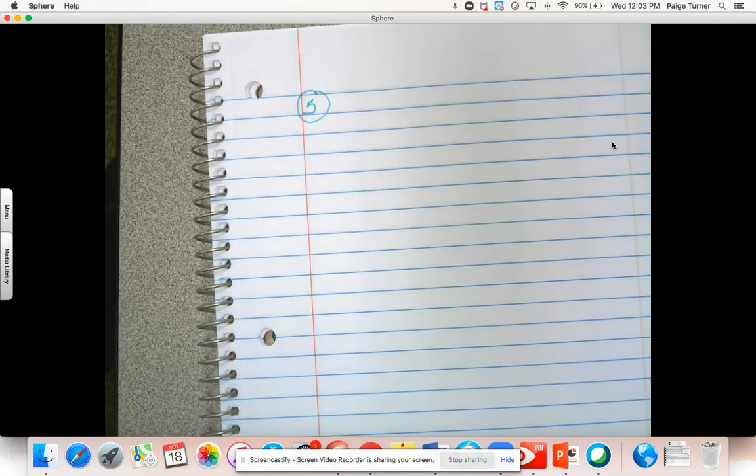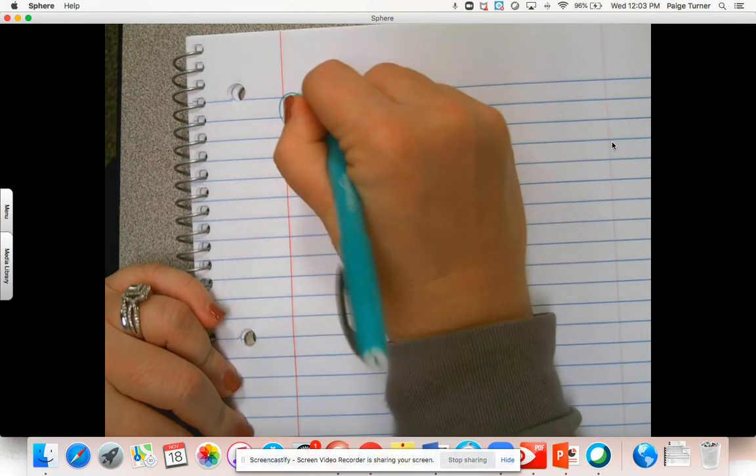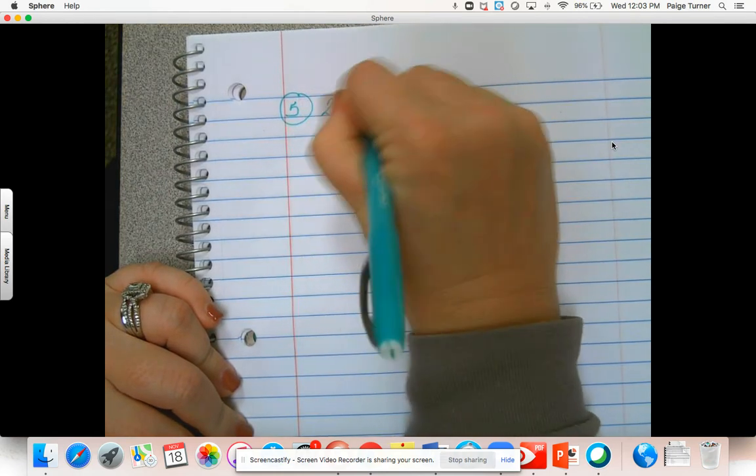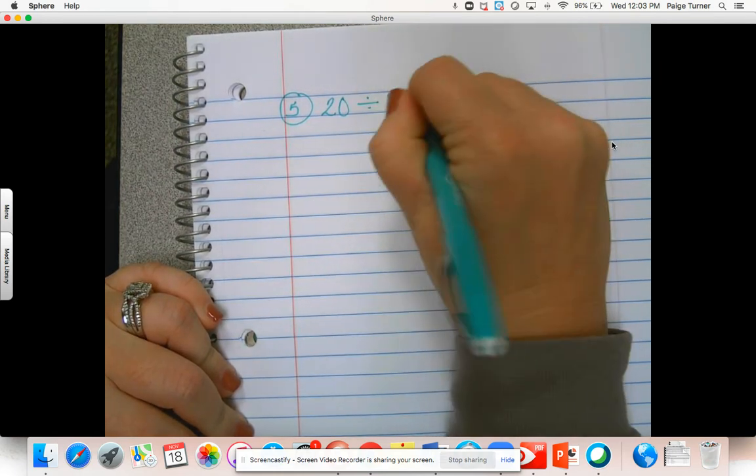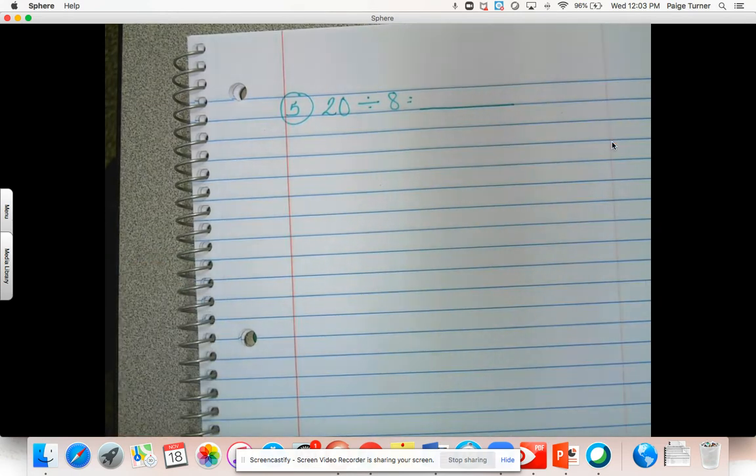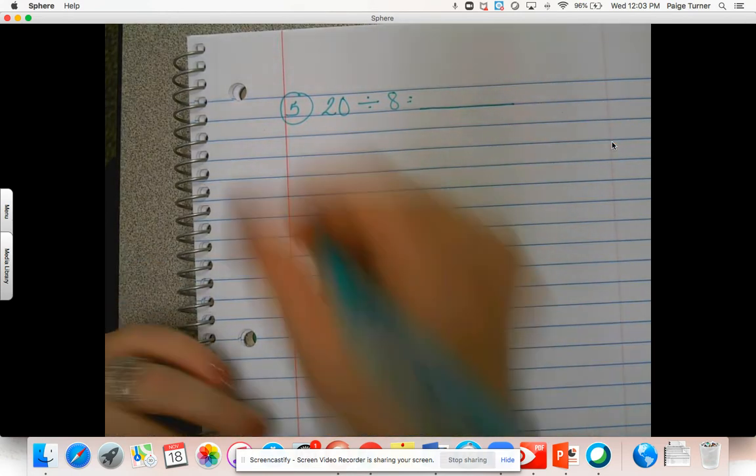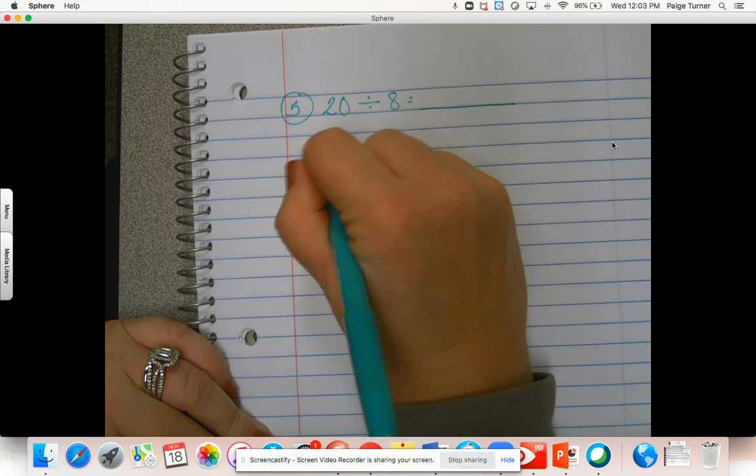All right, so number 5, we're going to do 20 divided by 8. 20 divided by 8. Okay, so let's go ahead and set that up. So skip down a couple of lines.